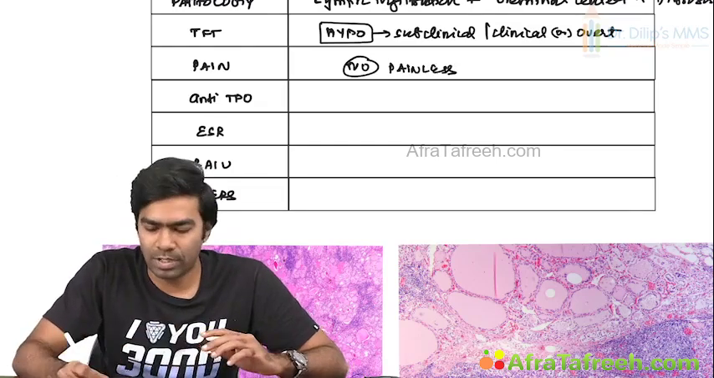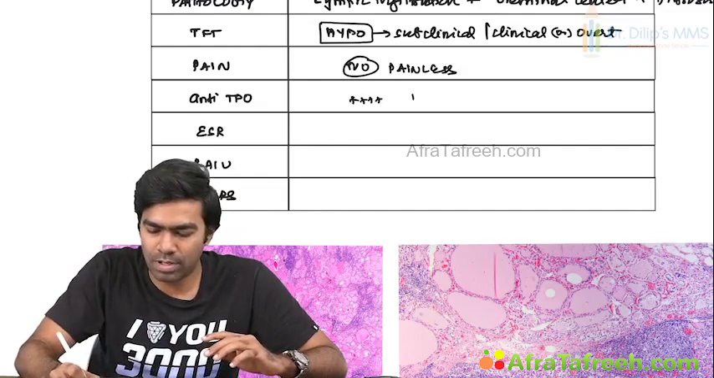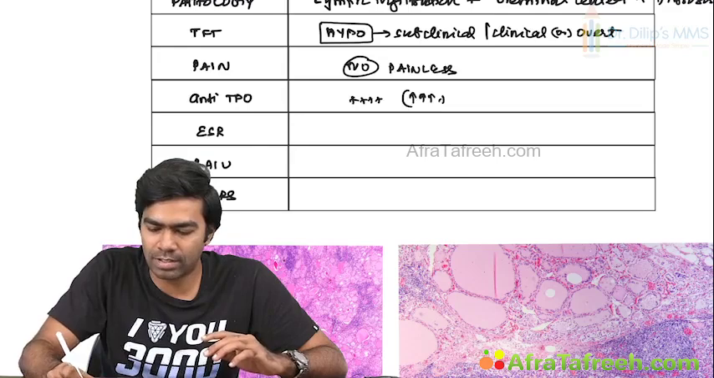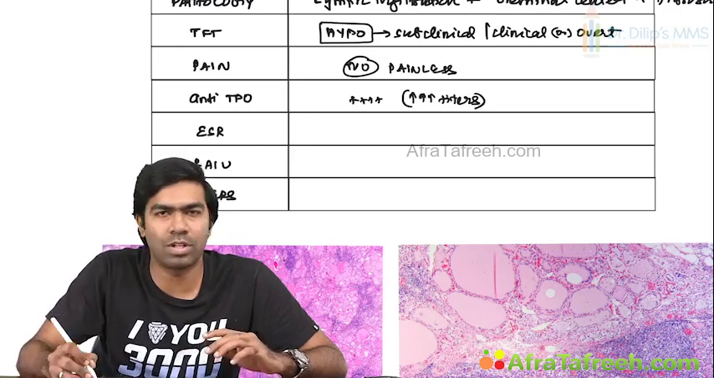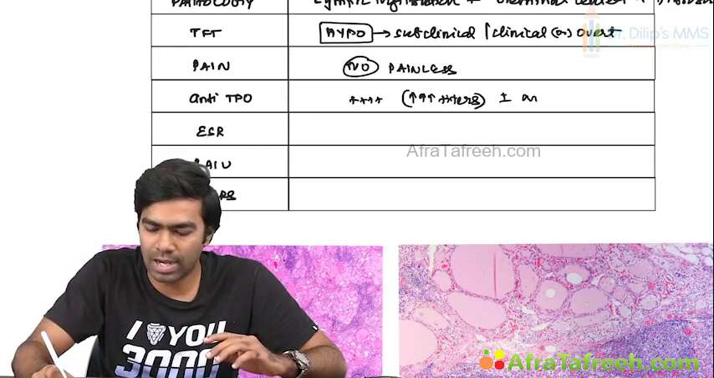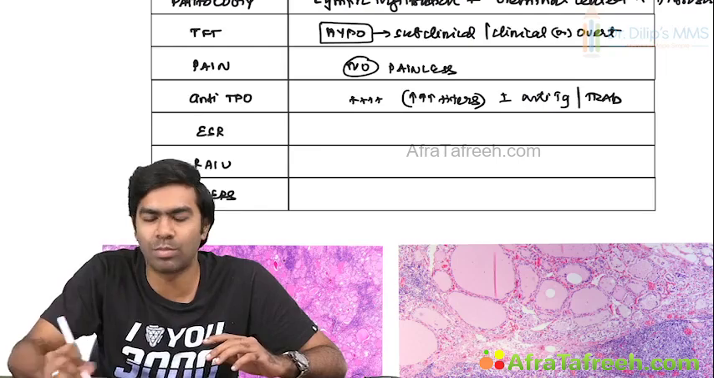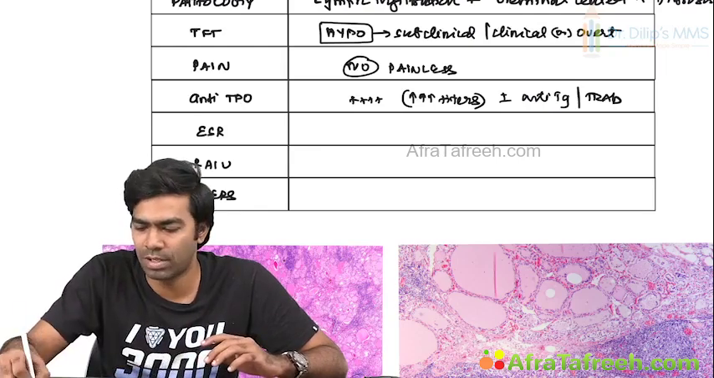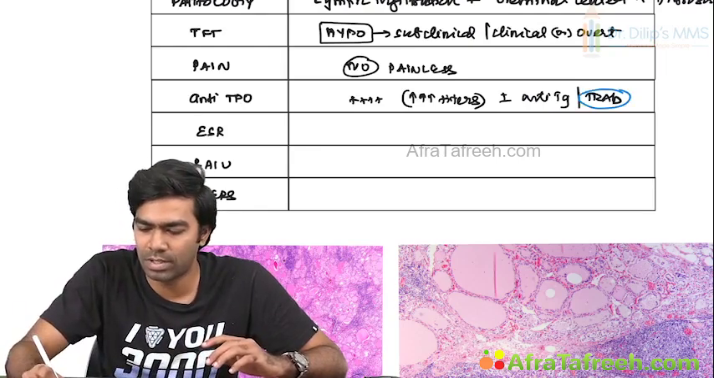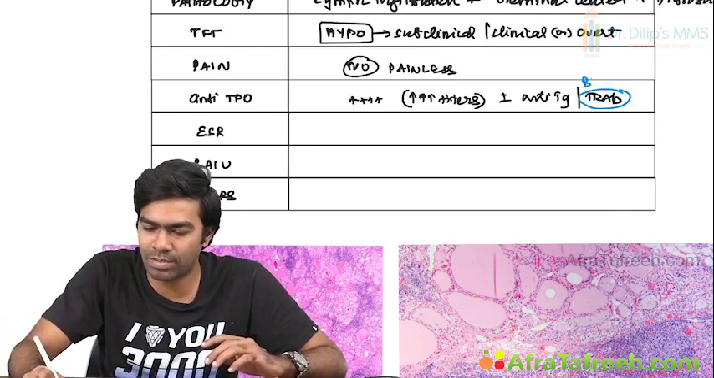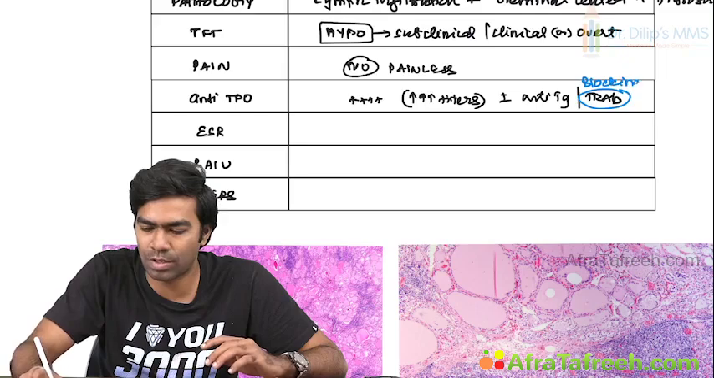Anti-TPO, yes, strongly positive, and they will have extremely high titers. Along with that, there will be other antibodies which can be positive, like anti-thyroglobulin positivity. At the same time, some Hashimoto's patients may also be TRAb positive, and many of these TRAbs will be blocking TRAbs only. They will never have stimulating TRAbs, which you have discussed already.